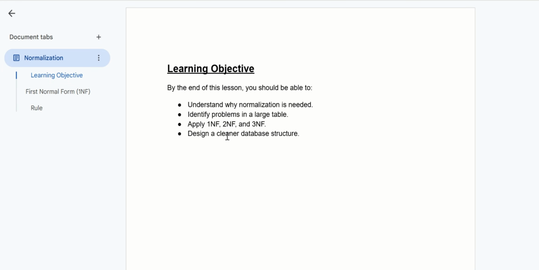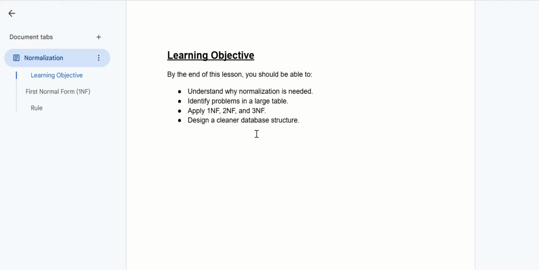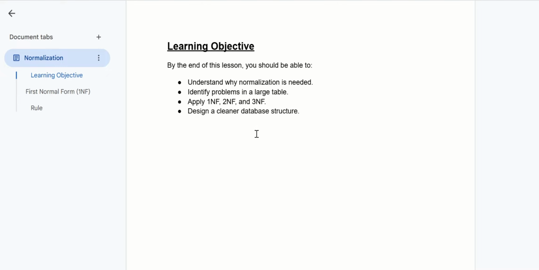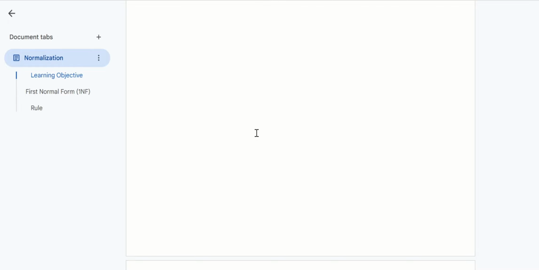So in this session, we are going to learn more about normalization. We are going to understand why normalization is very important. We are going to identify problems in a large table. We are going to apply the first normal form, second normal form, and third normal form, and then later on design a cleaner database structure.